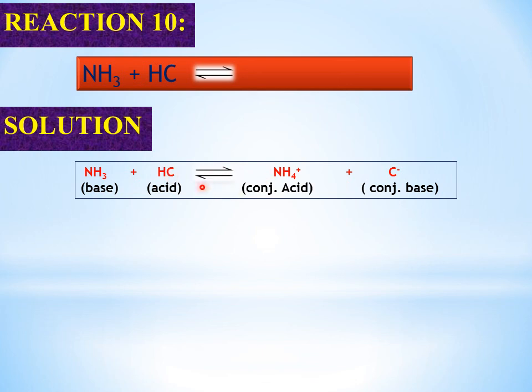Okay, so now what will be the conjugate acid of this ammonia? When this ammonia, in which nitrogen has a lone pair of electrons, accepts this proton, it will form the NH4 positive ion, which will act as the conjugate acid for this ammonia base, and the left one is the carbide ion. Carbide ions are those species in which the carbon has the negative charge, so this will be the conjugate base for this hydrogen carbide, which is reacting as an acid.